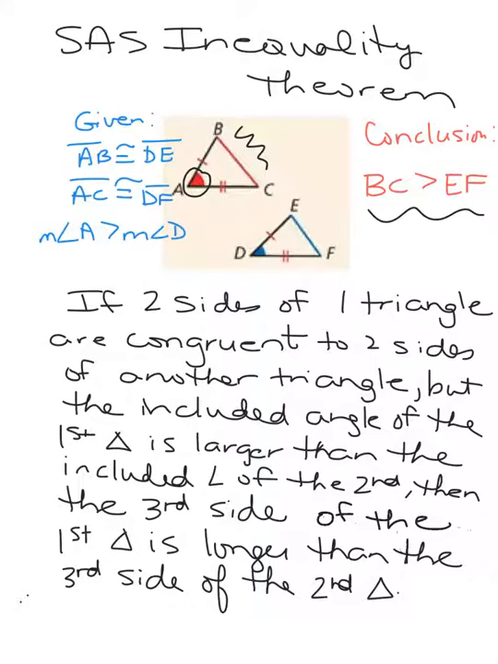The sides are congruent, but one of the angles is bigger than the other angle. So in the triangle that has the bigger angle, the side opposite that angle is going to be bigger than the side that matches up in the second triangle.